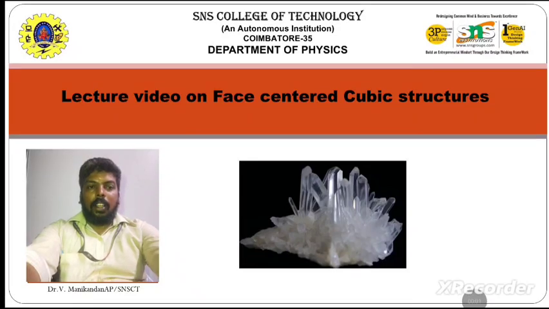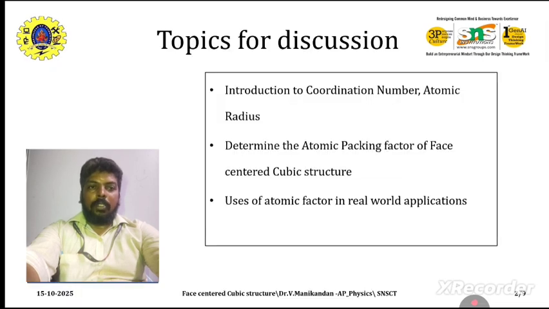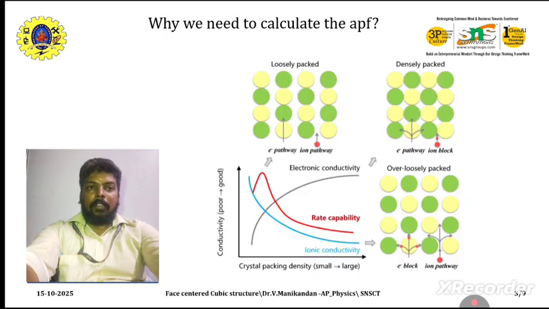Hello everyone. In this video we are going to see the atomic packing factor calculation of the FCC cubic structure. In addition to that, we will calculate the coordination number and atomic radius, how to calculate the atomic radius of the FCC structure, and some real world applications of the APF, that is atomic packing factor. First, why do we need to calculate APF, the atomic packing factor?